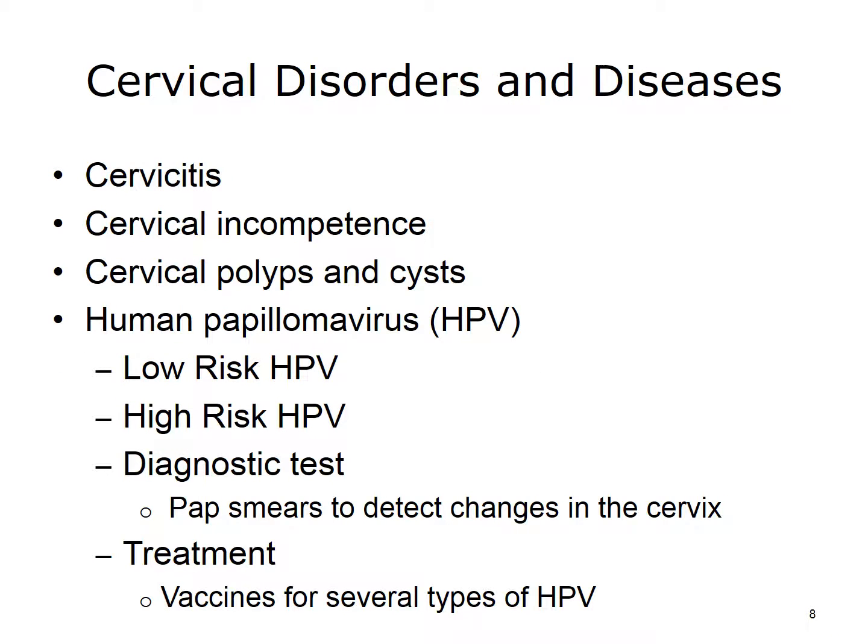This slide lists the disorders and diseases associated with the cervix. Cervicitis is the inflammation of the cervix. Cervical incompetence is the widening of the cervical opening during pregnancy prior to the full-term development of the fetus. Cervical polyps and cysts are abnormal growths on the cervix.